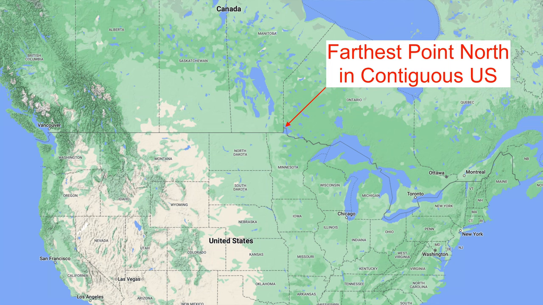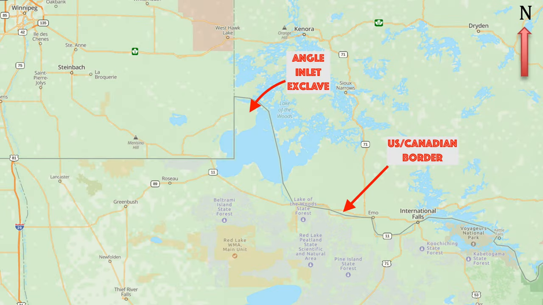If you look at the northern part of Minnesota, you'll see that there's a small portion of land that actually sits above the 49th parallel and is completely isolated from the rest of the United States. Now, this piece of land is called the Northwest Angle or Angle Inlet. And as I said, the only way you can visit it by land is to go through Canada.